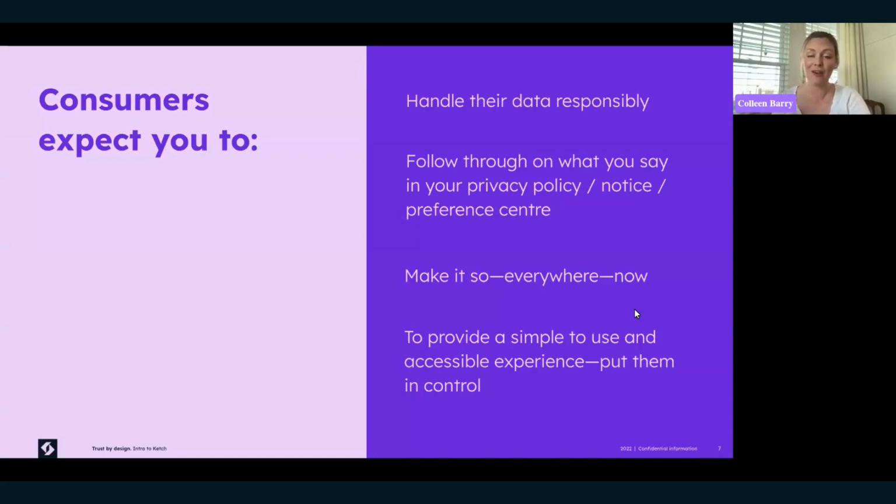How much of my data do you have? What are you doing with it? How are you collecting it? How are you storing it? Back to those responsible data practices at the top, right? Making those easy for consumers to understand.